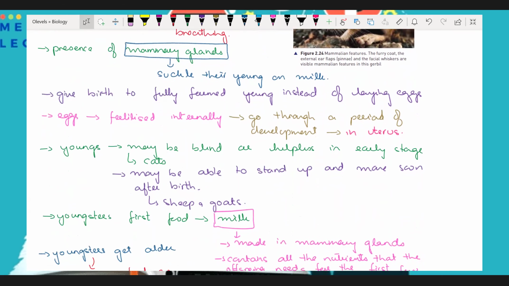Then the young, in some species, may be blind or helpless in the early stage, such as cats. So when you see they've just been born, they are blind, they're helpless. While in some species, the young that are born may be able to stand up and move soon after birth, such as sheep and goats.